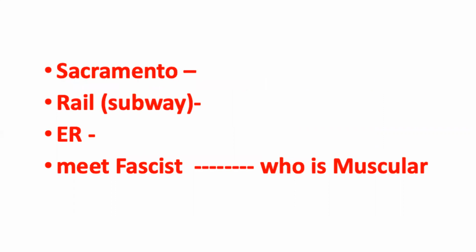So the way I try to remember is Sacramento, which is equivalent to sarcomere to start with, and rail, little rail train, myofiber rail, and then muscle cell fiber, ER, and then fascist. So muscle cell fascicle, fascist, and muscular, that is the muscle cell organ.